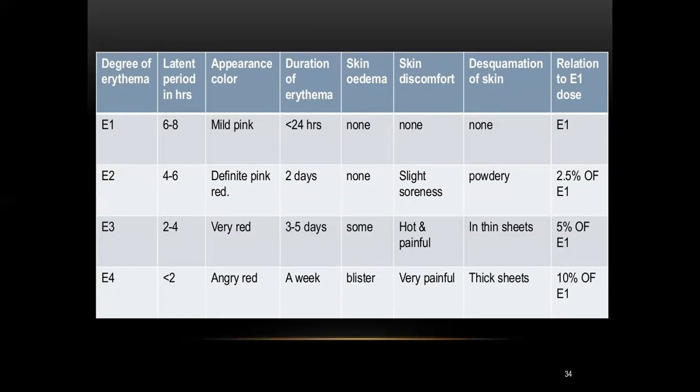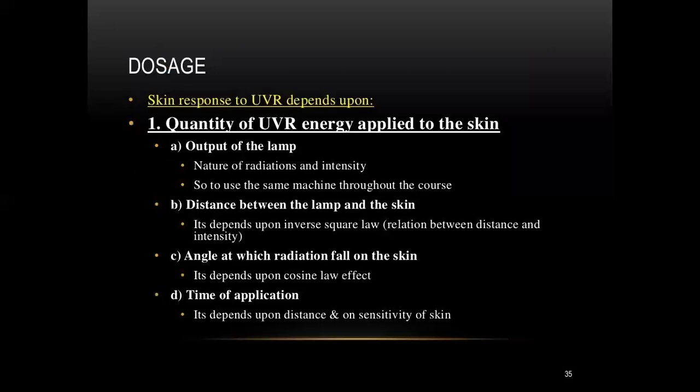E4: latent period is less than 2 hours. Appearance of color angry red. Duration of erythema a week. Skin edema causes blisters. Skin discomfort is very painful. Desquamation of the skin is in thick sheets. Relation to E1 dose is 10 times the E1.